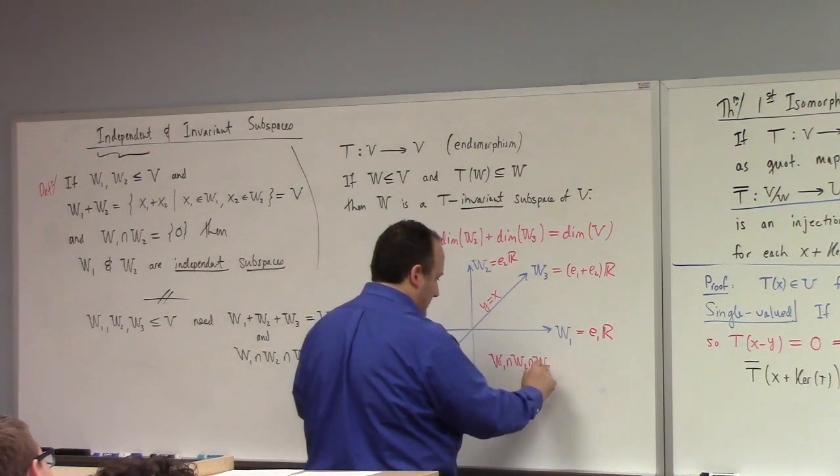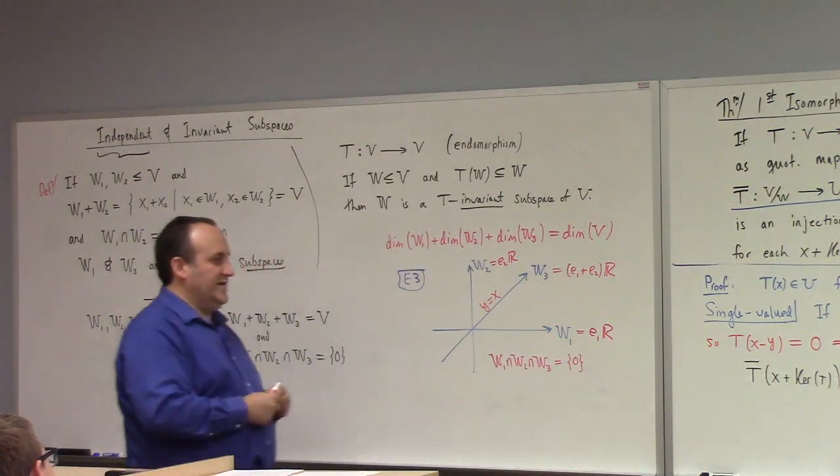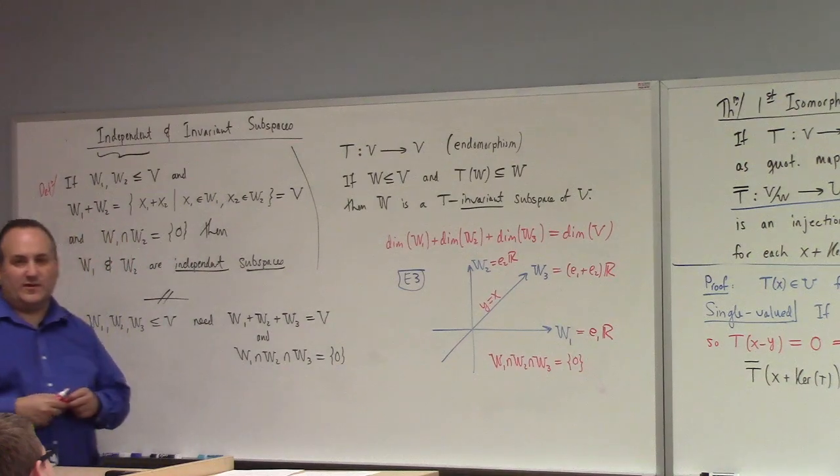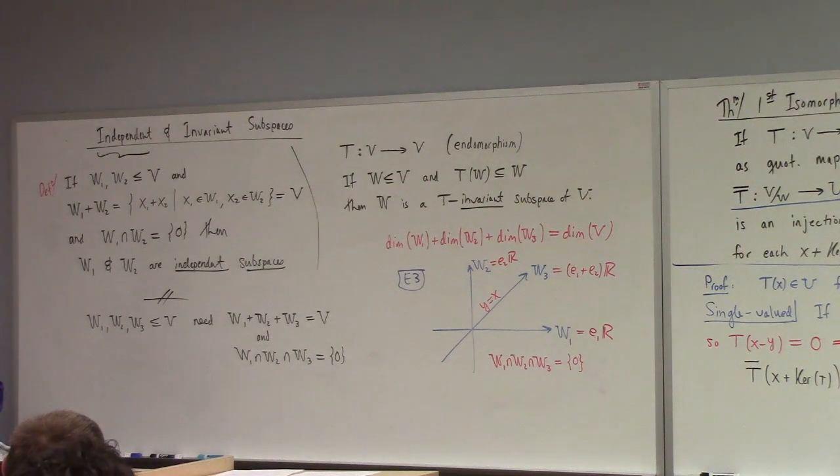See, it's 0. But what's the dimension of W1 and W2 and W3? They're all one-dimensional. So the sum of their dimensions is 3. But this is the plane, right? So 3 doesn't equal 2. It doesn't work.